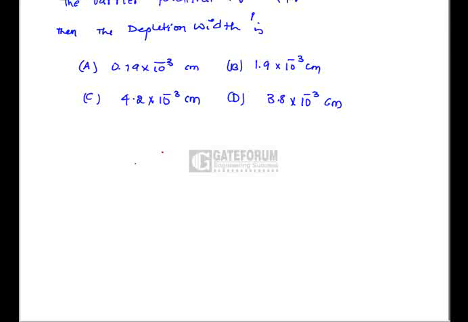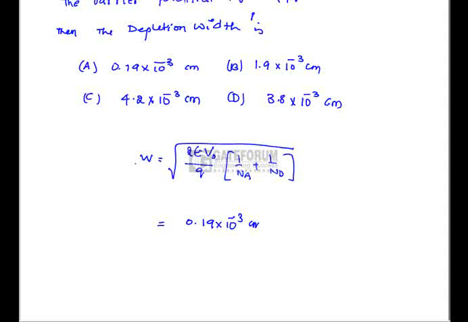Find the depletion width. Here we know the depletion width formula is the square root of 2 epsilon times the built-in potential, that is V0, given as 0.24, divided by Q, times 1 by Na plus 1 by Nd. Na and Nd we can decide from the conductivities on the n side and p side. If we substitute the respective values, we will get 0.19 into 10 power minus 3 centimeters as the answer. Hence option A is correct.